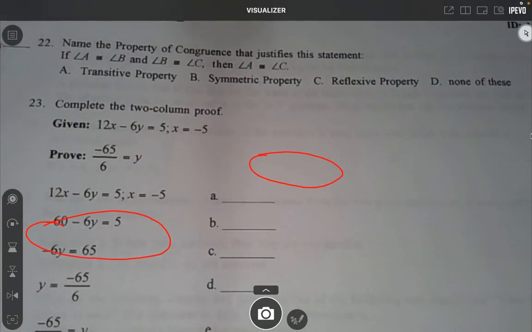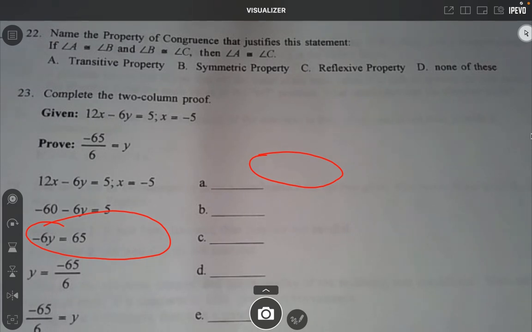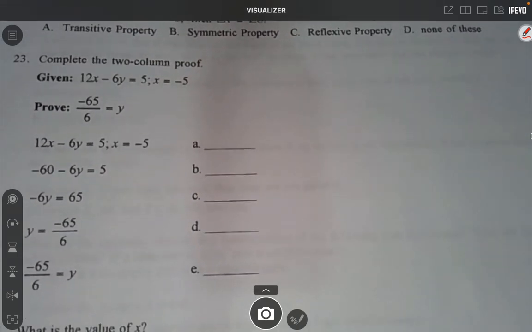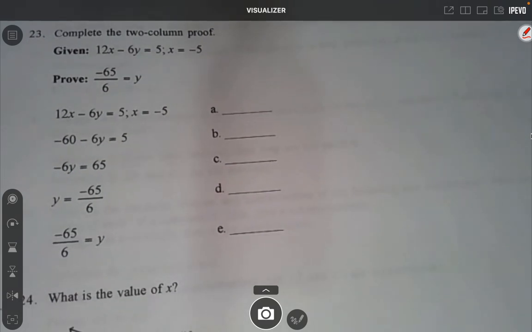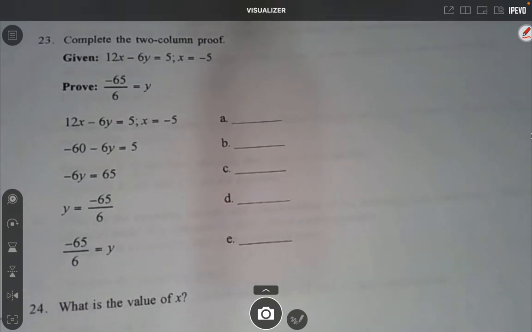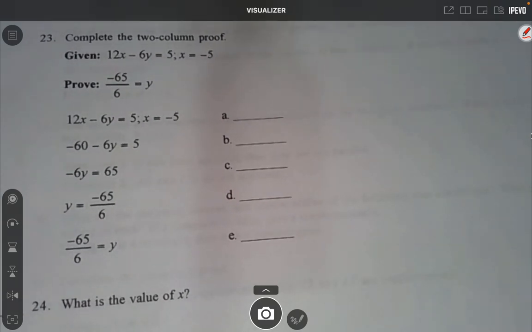22. This one, name the property. It says if angle A is congruent to B, angle B is congruent to C, then A is congruent to C. We already did that one, but what is that one again? Transitive. Okay, so 22 is A. 23, a two-column proof. I'll probably tell you how many proofs there are. Remember, there's only 26 problems. And I'll tell you which ones.